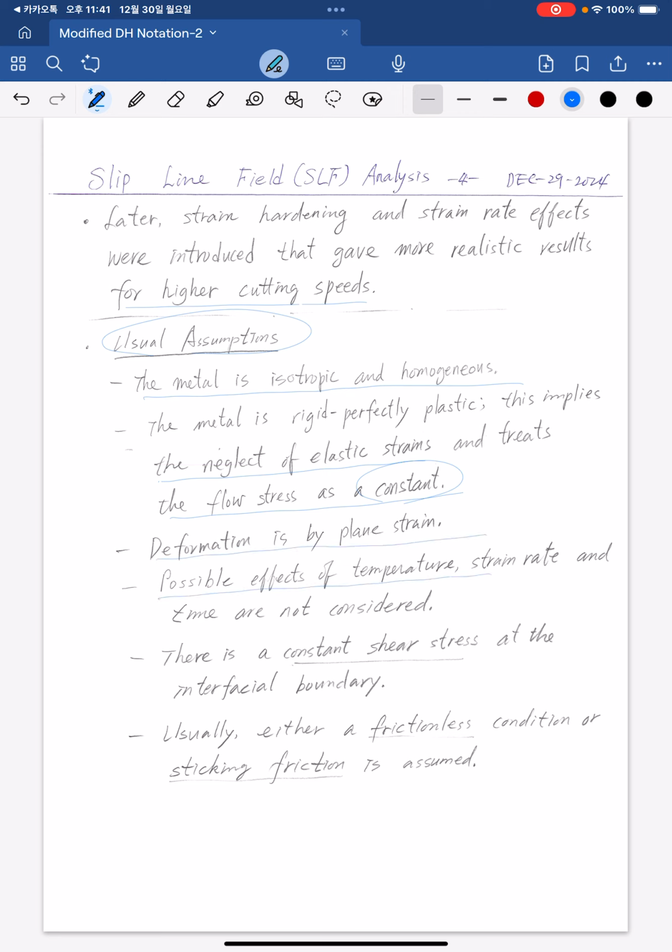Possible effects of temperature, strain rate, and time are not considered. There is constant shear stress at the interfacial boundary. Usually either a frictionless condition or sticking friction is assumed.